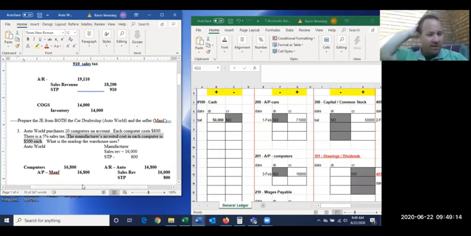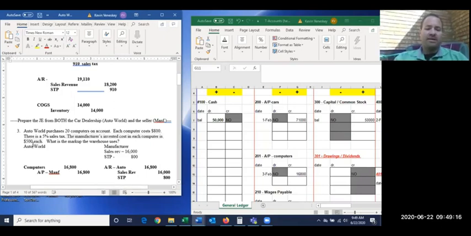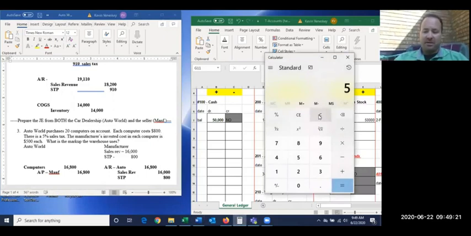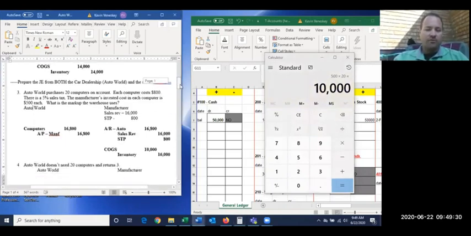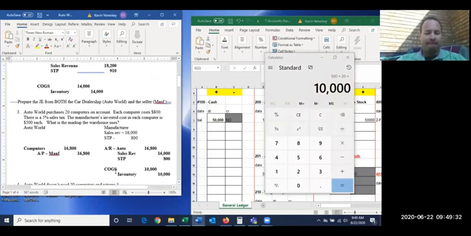The manufacturer is selling them for 800, but it costs them 500 to purchase or to make these. So then they need to say, okay, it cost us 500 and we sold 20 of them. So we have a cost of goods sold of 10 grand. Get rid of our inventory for 10 grand. So in pure profit, they made $6,000 instead of really 16.